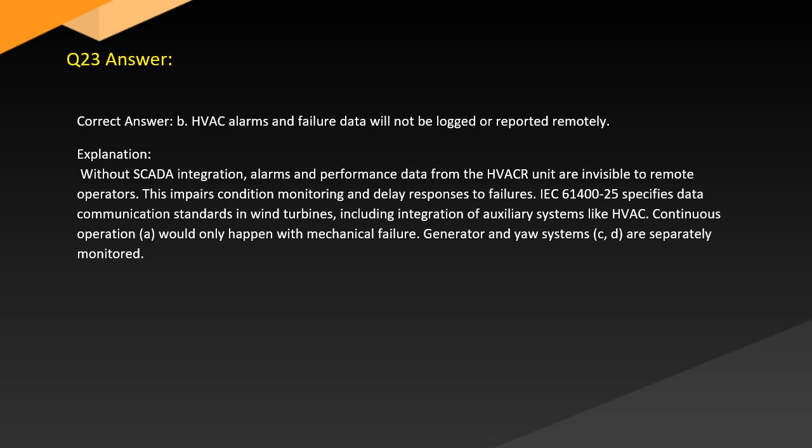Answer. Correct answer: B. HVAC alarms and failure data will not be logged or reported remotely. Explanation. Without SCADA integration, alarms and performance data from the HVAC unit are invisible to remote operators. This impairs condition monitoring and delays responses to failures. IEC 61400-25 specifies data communication standards in wind turbines, including integration of auxiliary systems like HVAC. Continuous operation (A) would only happen with mechanical failure. Generator and yaw systems (C, D) are separately monitored.